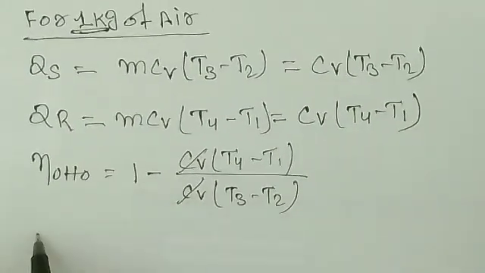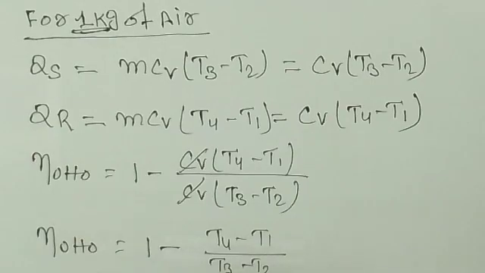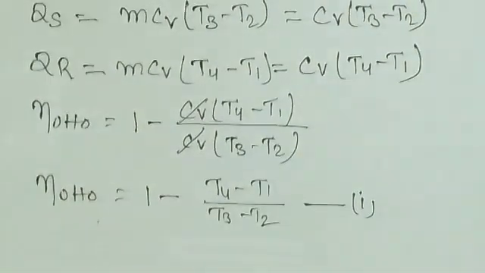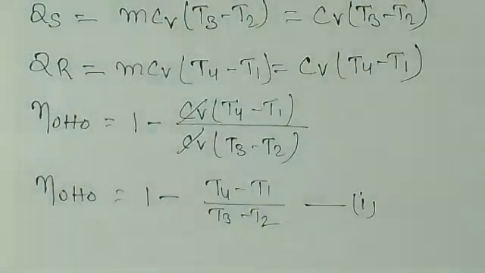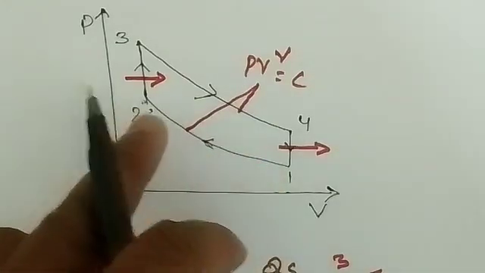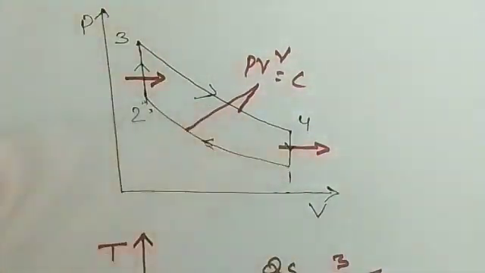CV gets cancelled. So the efficiency of Otto is what? The efficiency of Otto is nothing but 1 minus (T4 minus T1) by (T3 minus T2). Let's say this is equation 1. Now come back to the compression and expansion process. Compression and expansion we are taking adiabatically, meaning 1 to 2 and 3 to 4. 1 to 2 is the compression, adiabatic, and 3 to 4 is expansion.